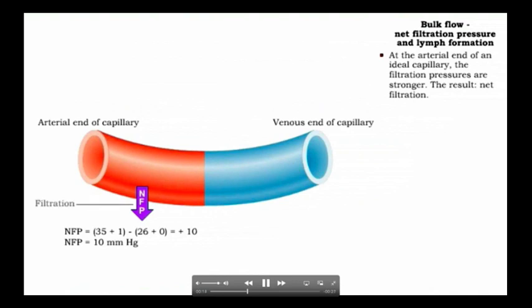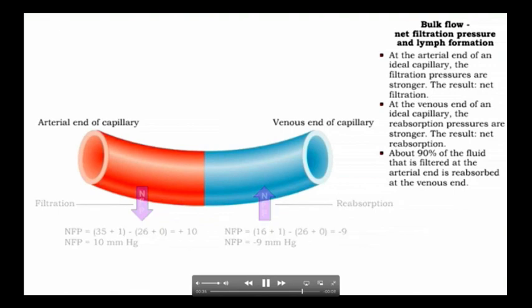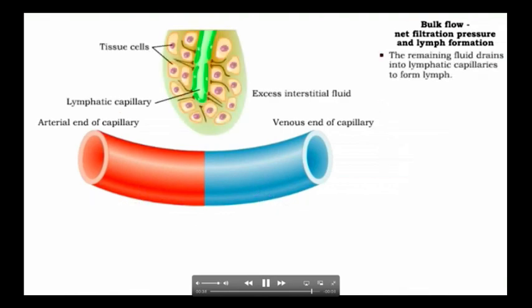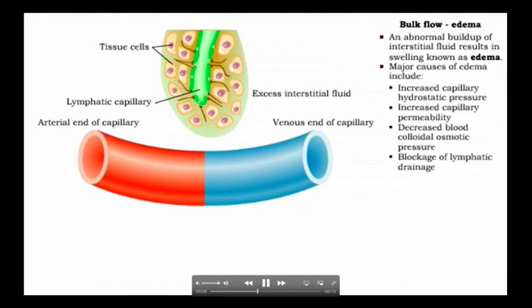At the arterial end of the capillary, filtration pressures are stronger by 10 millimeters of mercury. At the venous end, reabsorption pressures are stronger by 9 millimeters of mercury. As these typical pressures illustrate, about 90% of the fluid volume that is filtered out of the capillary is reabsorbed. The remainder drains into lymphatic capillaries to form lymph. An abnormal buildup of interstitial fluid results in swelling, known as edema. Edema is a symptom of increased blood hydrostatic pressure or capillary permeability, decreased blood colloid osmotic pressure, or a problem with normal lymphatic drainage.